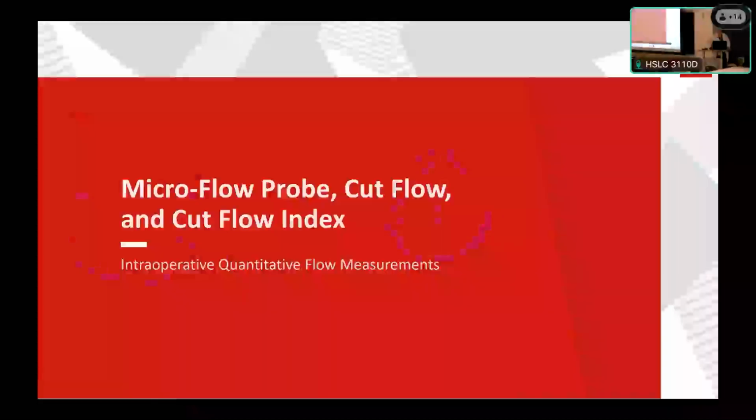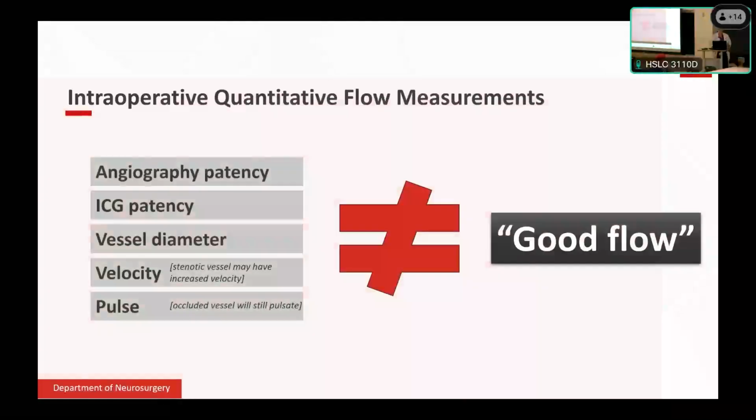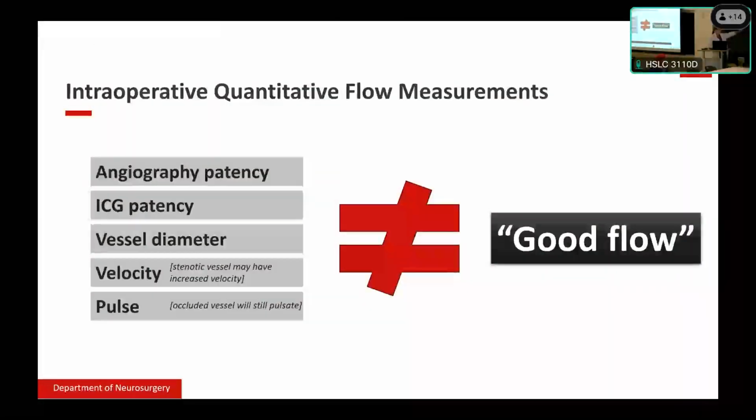So now to talk about the flow probe. I hope that this is helpful to show you how we use it and why we use it. First off, all these different measures on the left-hand side are things that people will talk about as being a good flow or good bypass.